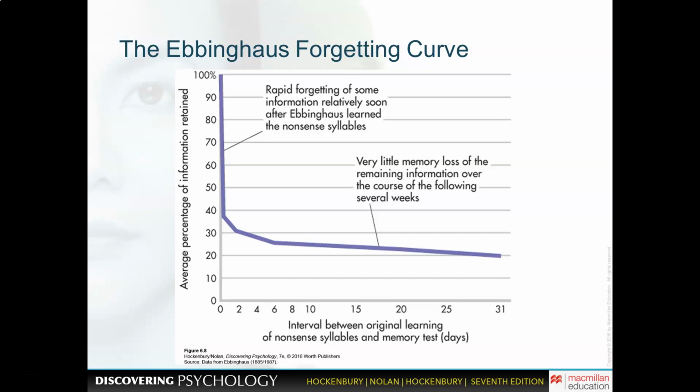That's called the Ebbinghaus forgetting curve. As you can see right here, here's 100% of the incoming information, but it is quickly forgotten, all the way down to below 40% almost immediately. So we tend to forget over 60% of the information that we learn immediately.